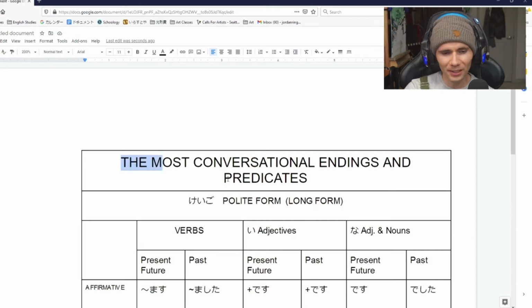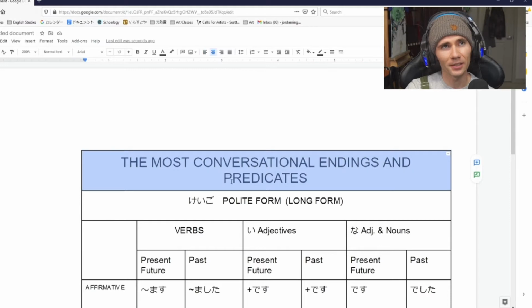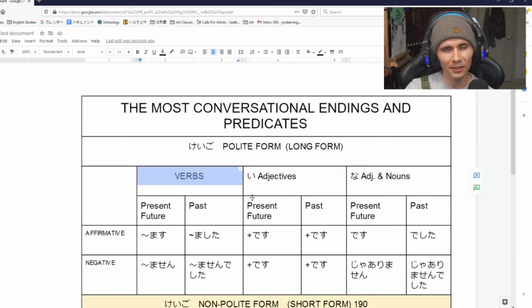Okay, we're basically going over the most conversational endings and predicates for pretty much all parts of speech. In other words, verbs, adjectives, and not adjectives and nouns, because those are typically treated in the same way.